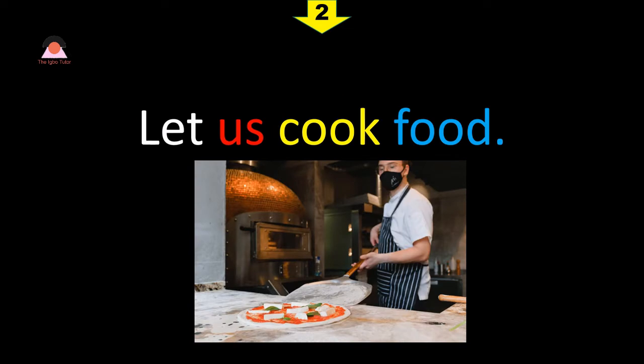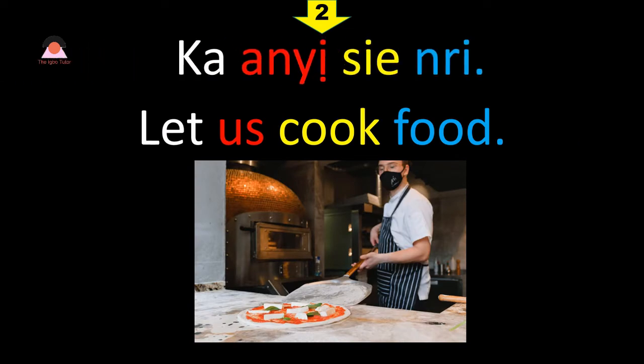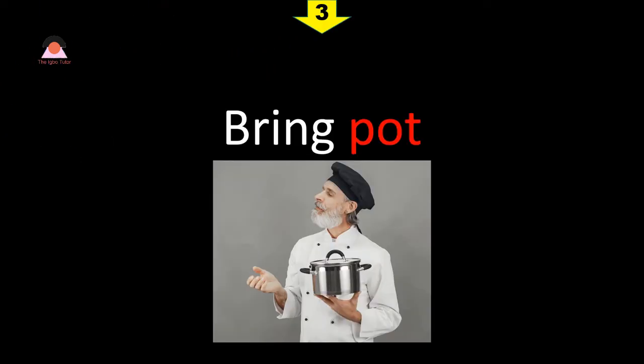Let us cook food. Ka anyị sie nri. Let us cook food. So food is nri from the color code. Bring pot. Weta ite. Bring pot. You can see that pot means ite in Igbo language. Weta ite.